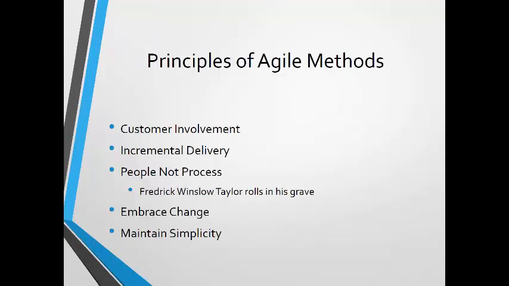So principles of Agile approaches are customer involvement, incremental delivery, people not processes, and I say Frederick Winslow Taylor rolls in his grave. He was the father of a theory known as scientific management, which was basically division of labor, hierarchy of command, etc. And you can look at Beck's article for details on that. Embracing change is part of the principles of Agile methods, and maintaining simplicity.